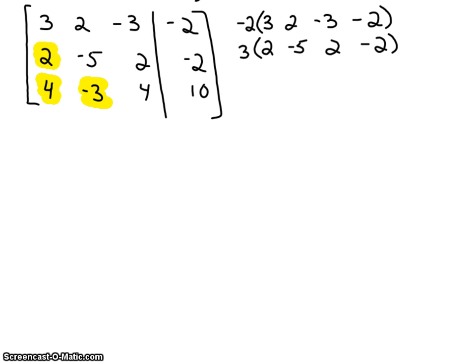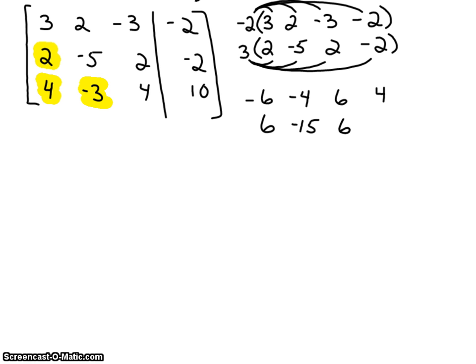So I'm going to distribute this negative 2. And as a result, I get negative 6, negative 4, 6, 4. Now I'm going to distribute this 3. And as a result, I get positive 6, negative 15, positive 6, negative 6. I'm going to add these together. And as a result, I get 0, negative 19, 12, negative 2.